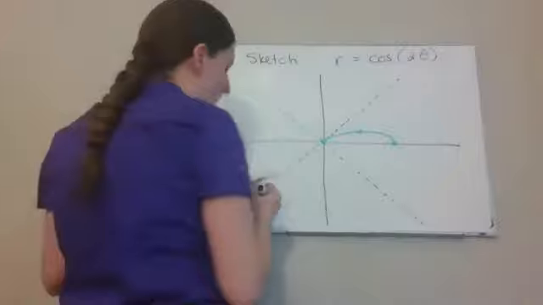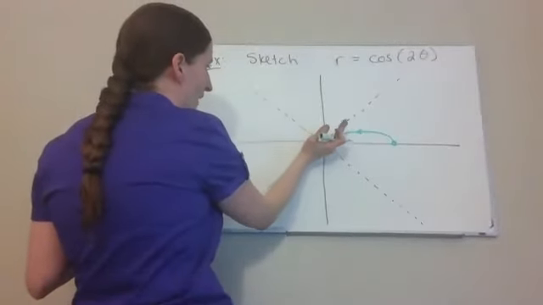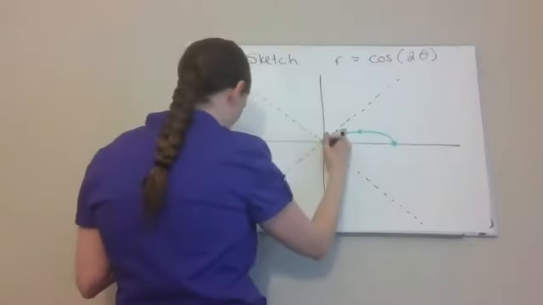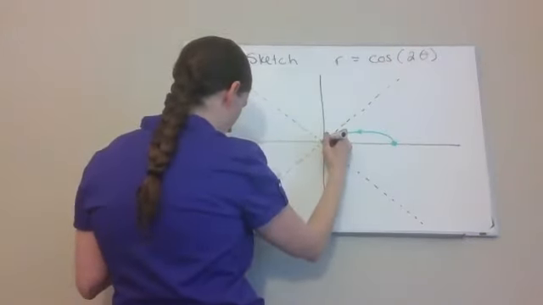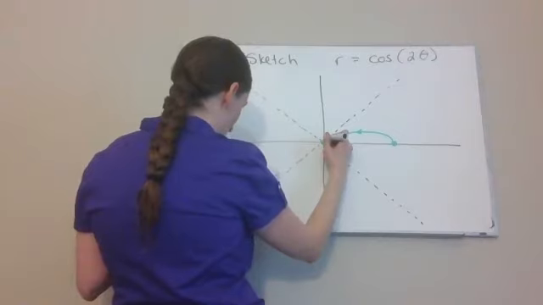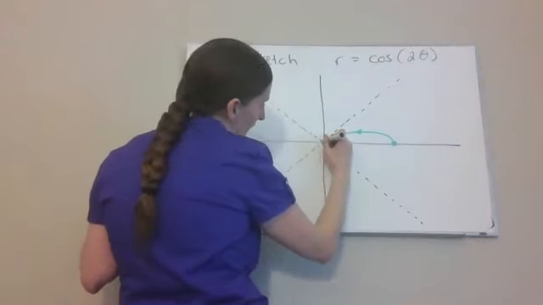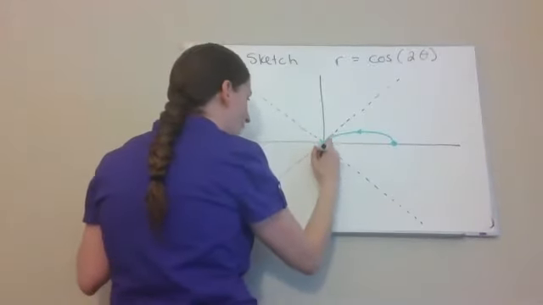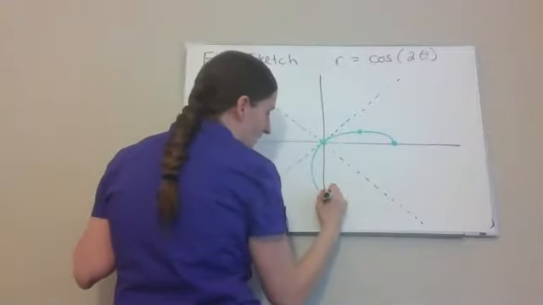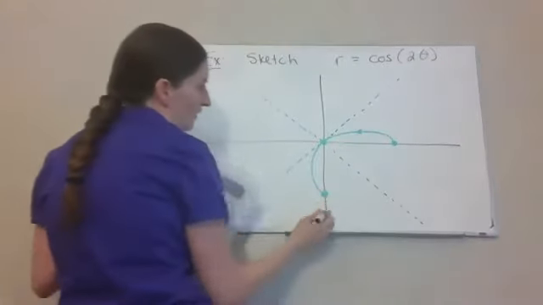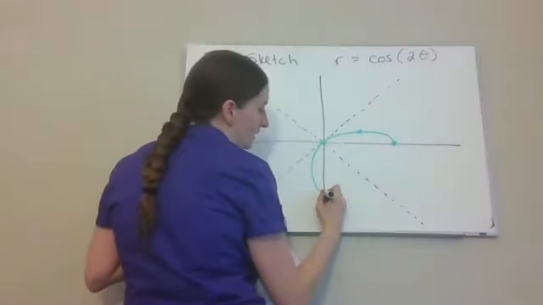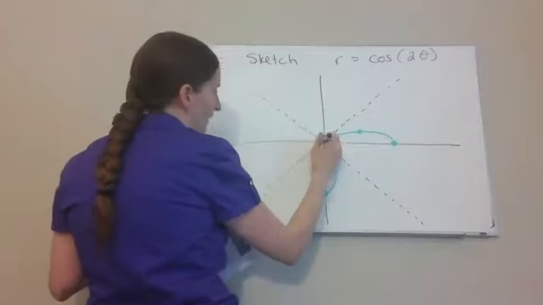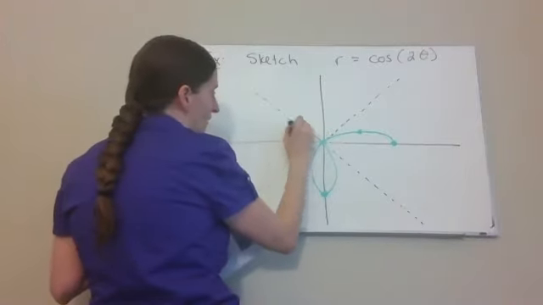Then between my pi over 4 and my pi over 2, I increase to a distance of 1 again. But it was a negative 1 because I was on the other side. So a distance of 1, but on the other side is down here at negative 1. And then I continue. I decrease back to a distance of 0. And then I'm going to increase to a distance of 1.